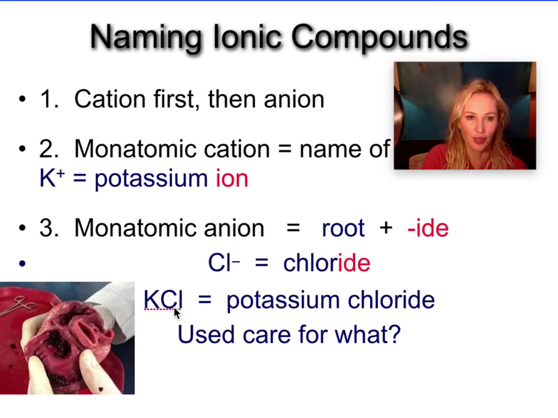So potassium chloride, we'd put the K plus and the Cl minus together. The plus and the minus would total 0, so the net charge is 0. And what is it used for? It can be used for many things, but one of the things it can be used for is to stop the heart.